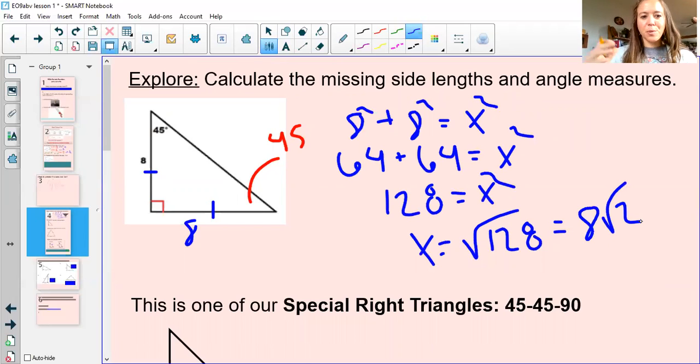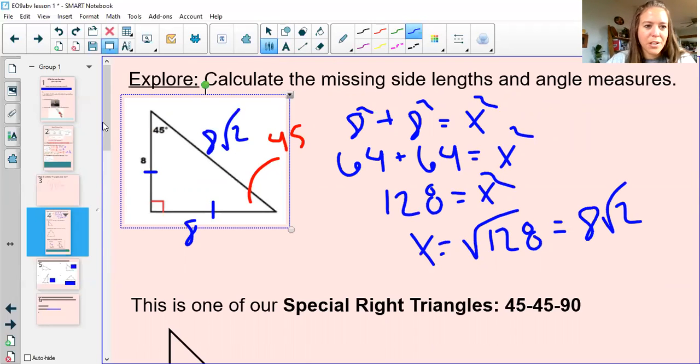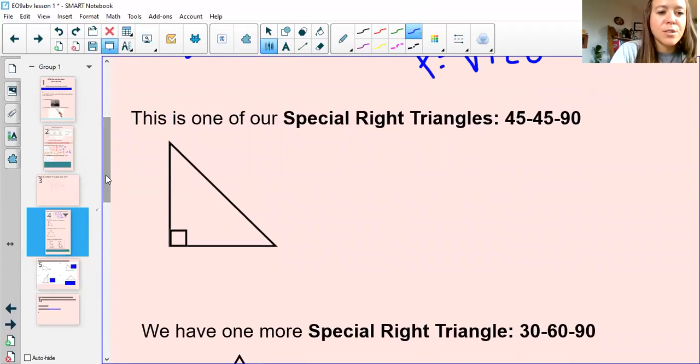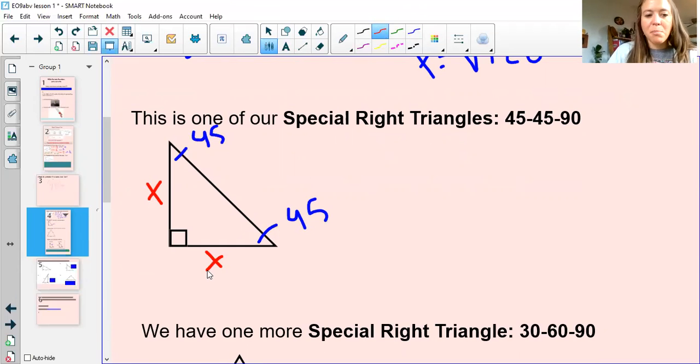So now what do you notice between all of the side lengths that we just solved for? They all have an 8. So this is one of our special right triangles, which is pretty cool. In a 45, 45, 90, if we know that this is 45 and we know that this angle is 45, the sides of the triangle will be congruent, but the hypotenuse will be that number times the square root of 2, which is pretty cool.